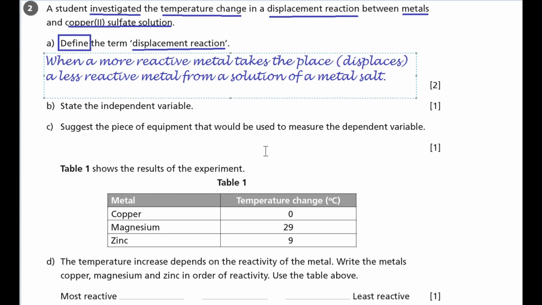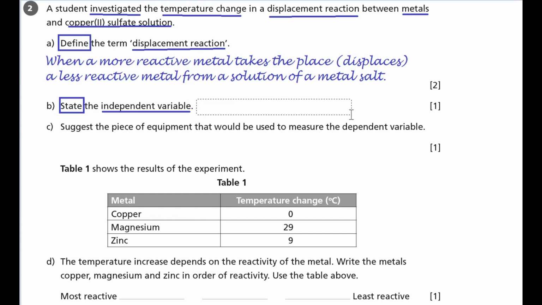Part B, state the independent variable. So what is the command word? The command word is state, that means say simply. And we've been told we're after the independent variable. That's the thing that you choose to change in your experiment. Now going back to the introduction or the rubric, we can see that we are changing the metal that is reacting with the copper sulfate solution. Therefore, the independent variable is the type of metal.